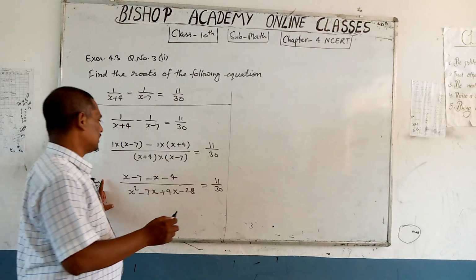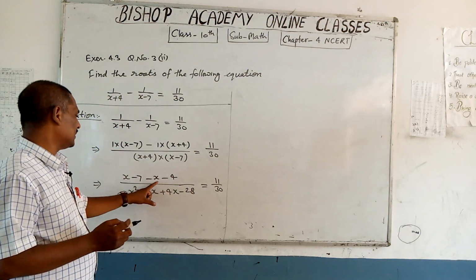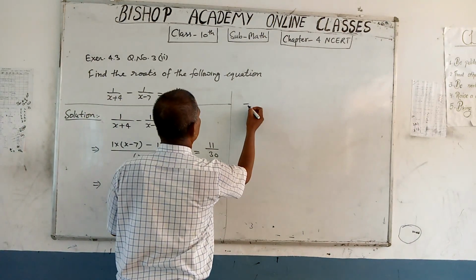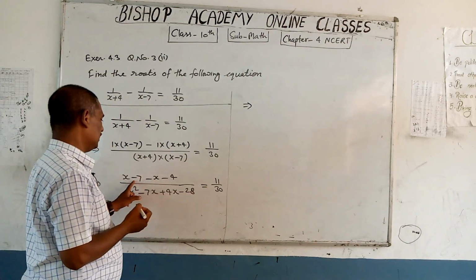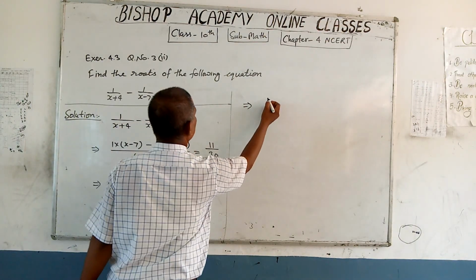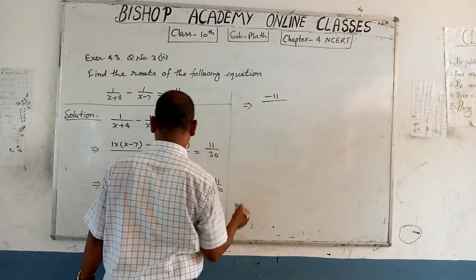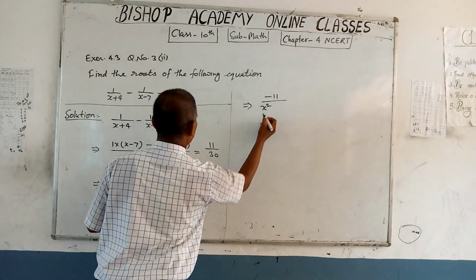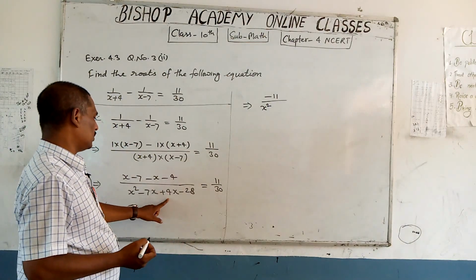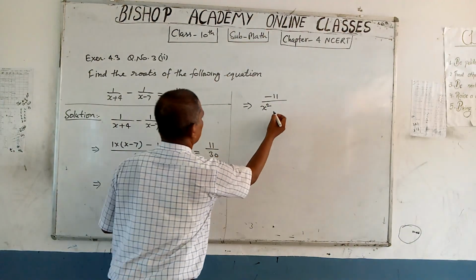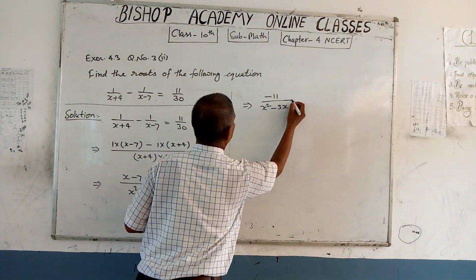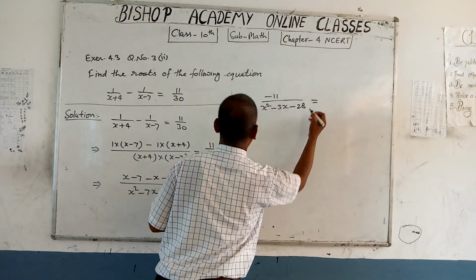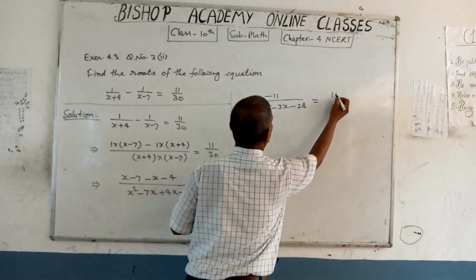Now you will simplify on the left. You get x minus x 0, minus 7 minus 4, minus 7 minus 4 makes minus 11 upon x square minus 7x plus 4x results minus 3x, right, minus 3x minus 28 is equal to 11 upon 30.